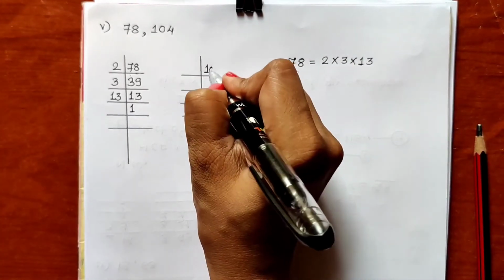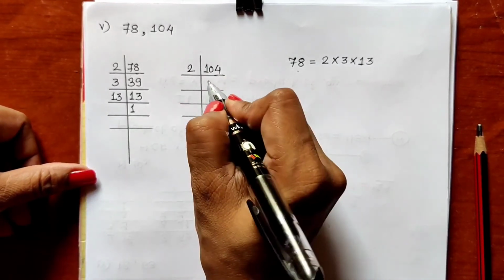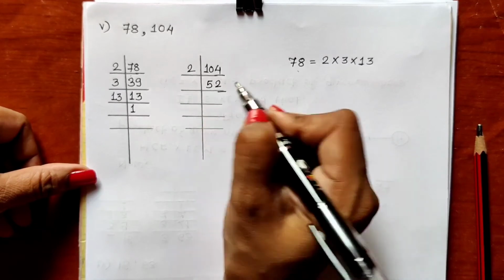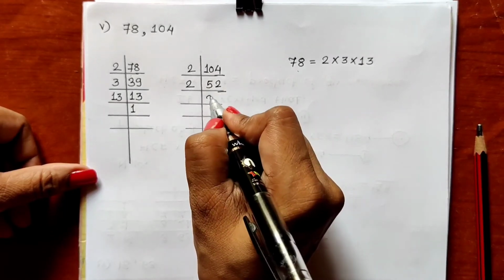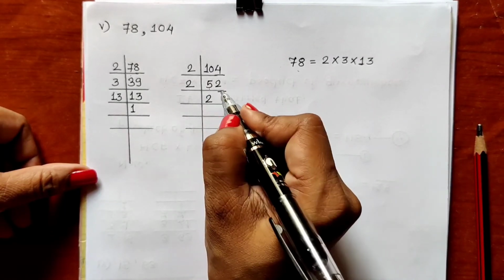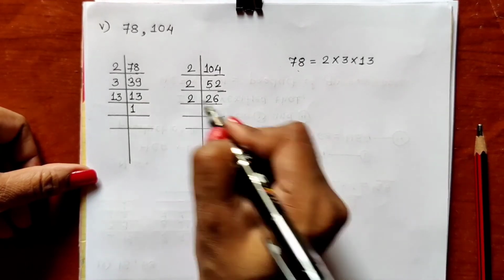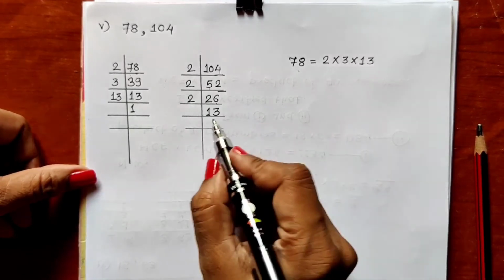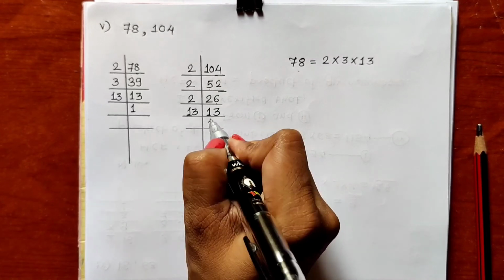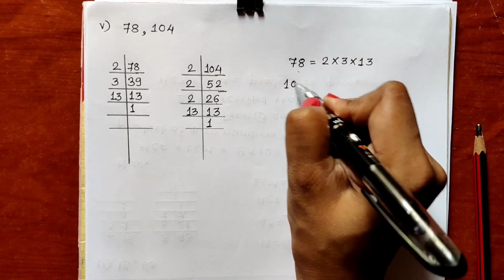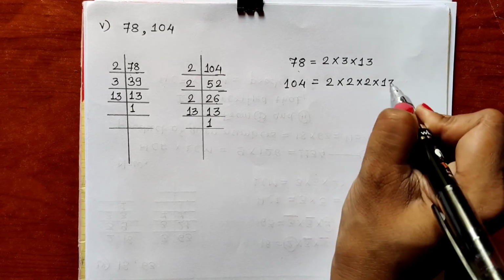Now let us find out the factors of 104. Now 4 is there in the unit place. That means this number is divisible by 2. 2 5s are 10. 2 2s are 4. Again 2 we have got in the unit place. That means again this number is divisible by 2. 2 2s are 4. 1 remaining. This 2 means 12. 2 6s are 12. Again 6 is an even number. We have to divide it by 2. 2 1s are 2. 2 3s are 6. Now we have got 13. 13 is a prime number. It is divisible by itself only. So 13 1s are 13. Factors of 104 are 2 into 2 into 2 into 13.